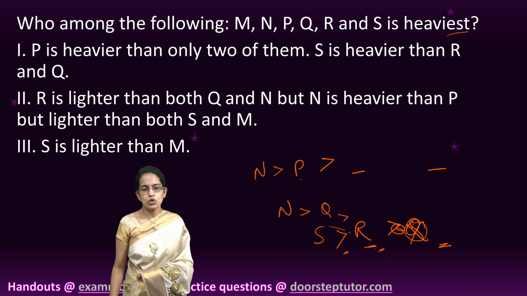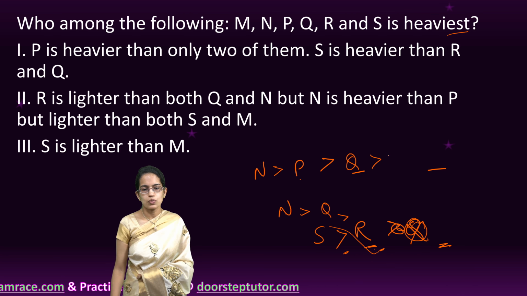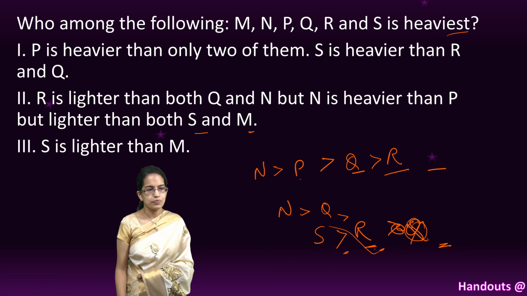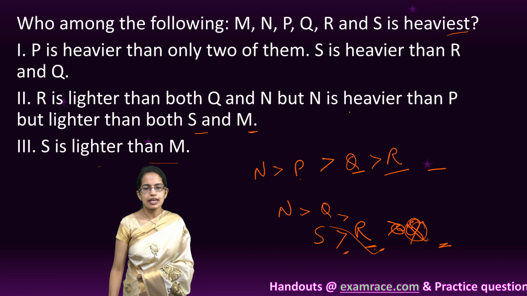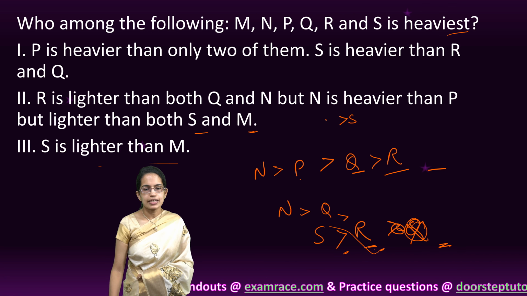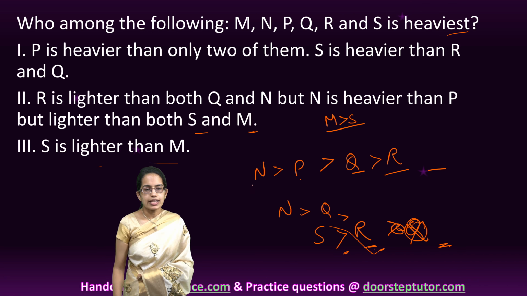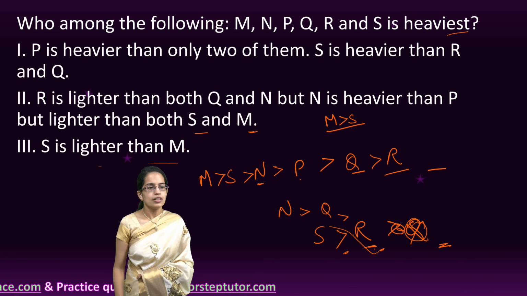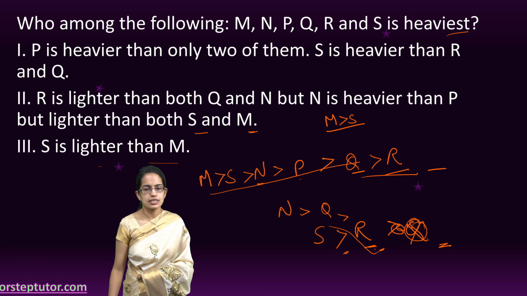Okay, then Q and R remain. So I can say Q and R are here. And then I say that N is heavier than P but lighter than S and M. Okay, it is lighter than S and M and S is lighter than M. So S is lighter than M and N is lighter than S and M. So I can bring S and M here. So based on all three statements, I can say this would be the series that would be there.